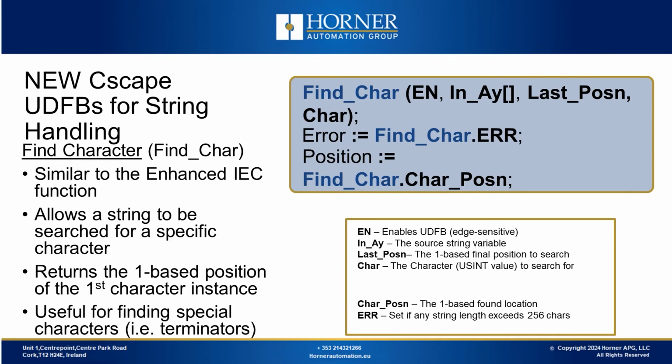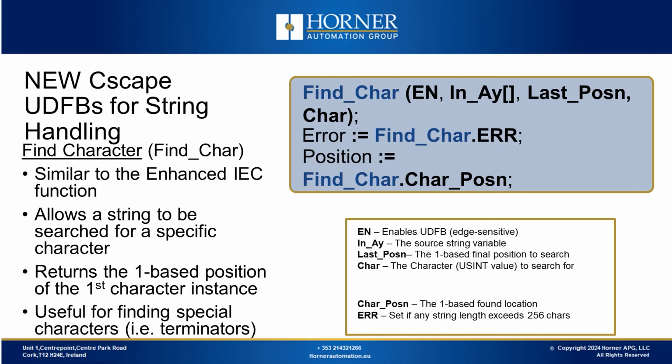We would use this to find a character within a string, such as a specific character in a barcode. The find character UDFB we have created has 4 inputs. These are enable, an input array, the last position we want to check, and the character we want to look for. We have a variable for the last position to avoid overrunning the string array as we search for the character, in case the character we are looking for is not in the string.